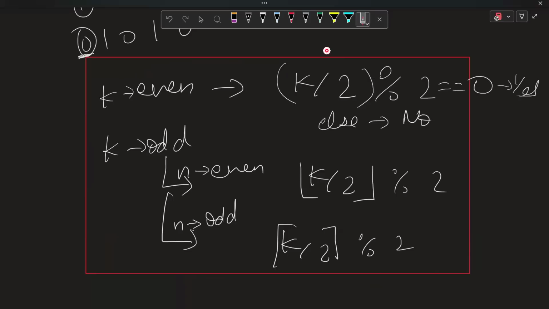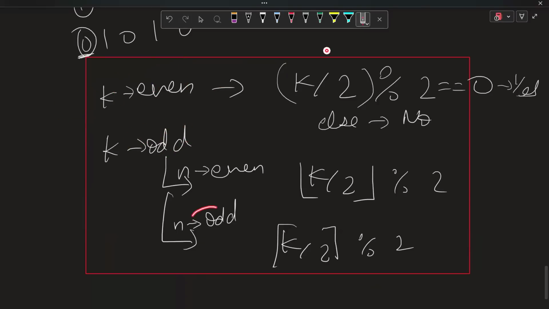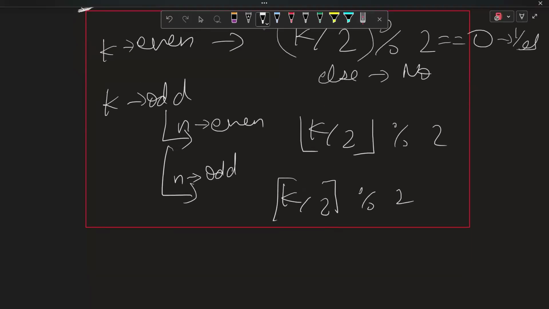Basically that. And for k odd, either it will be 1 0 1 0 1 like this. So when n is odd, it's starting with odd, so ceil of k by 2. In C++, how would you write ceil of k by 2? It would be just k plus 1 by 2. Normal division between two integers would give you floor division.